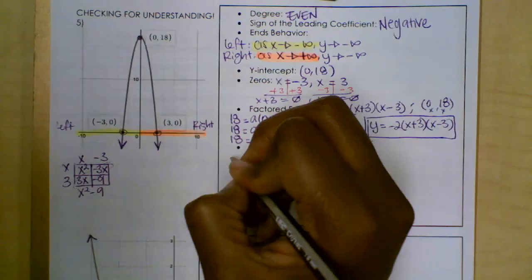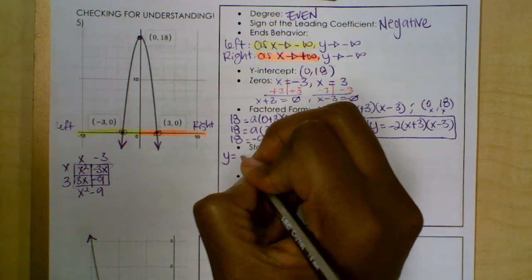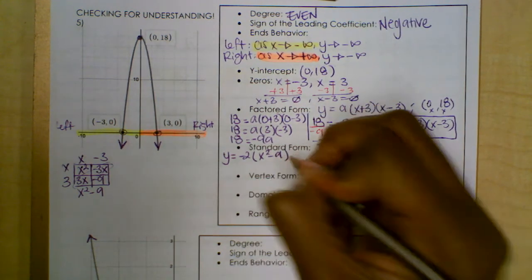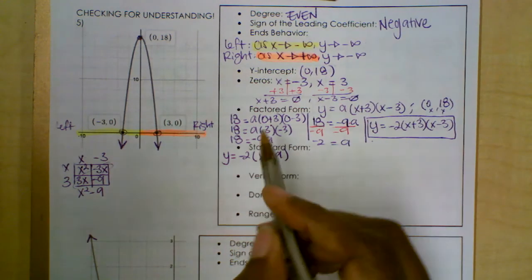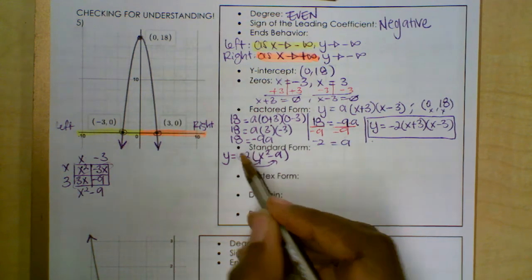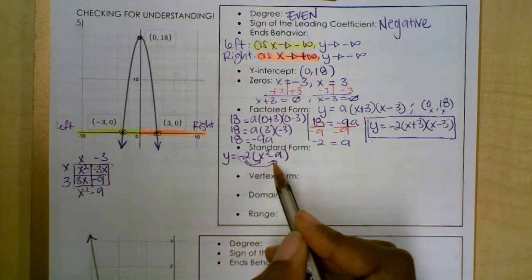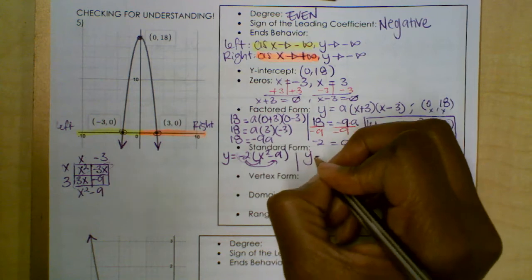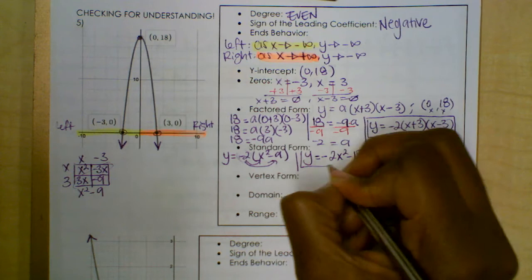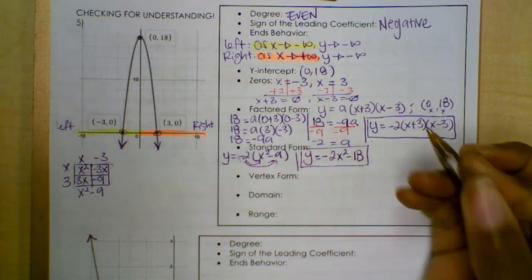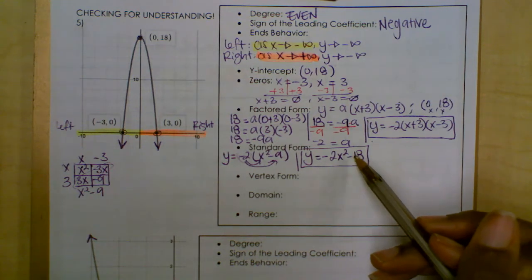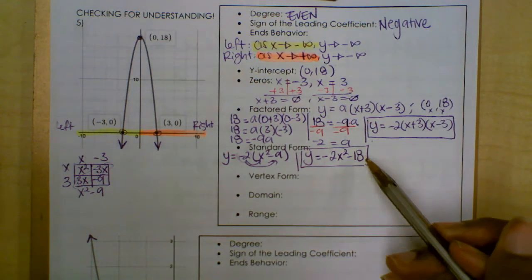Then the standard form is going to be y equals negative 2 times x squared minus 9. Since you have only one term here, I can distribute the negative 2, and I end up with y equals negative 2x squared plus 18. Here is the standard form. Again, it goes in descending order on the exponent, so we start with exponent 2 down to 0.